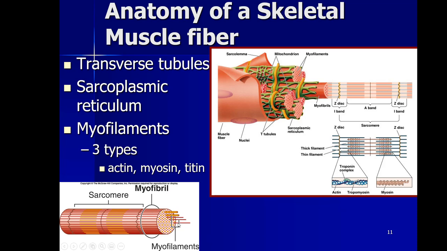You have actin, which is sometimes known as the thin filament. That would be this red one. You have myosin, which is called the thick filament, which is yellow in this picture. And there's a third one called titin that doesn't get a lot of publicity, but it's there and it plays a role in maintaining muscle length. So we'll talk about that briefly also. But most of the discussion is going to be on the actin and myosin filaments.